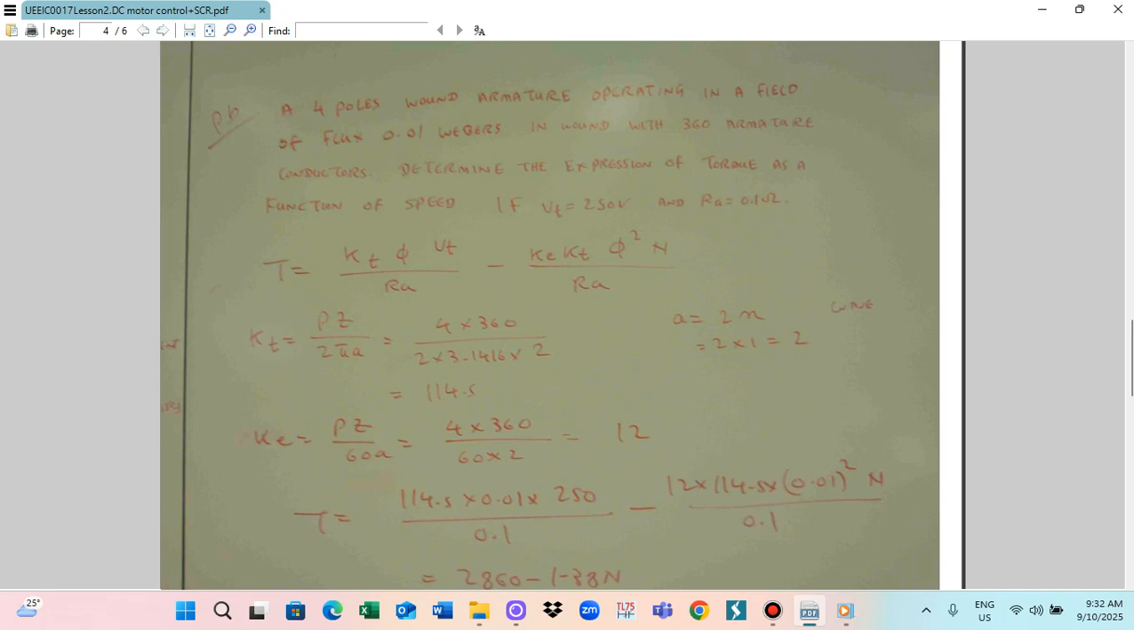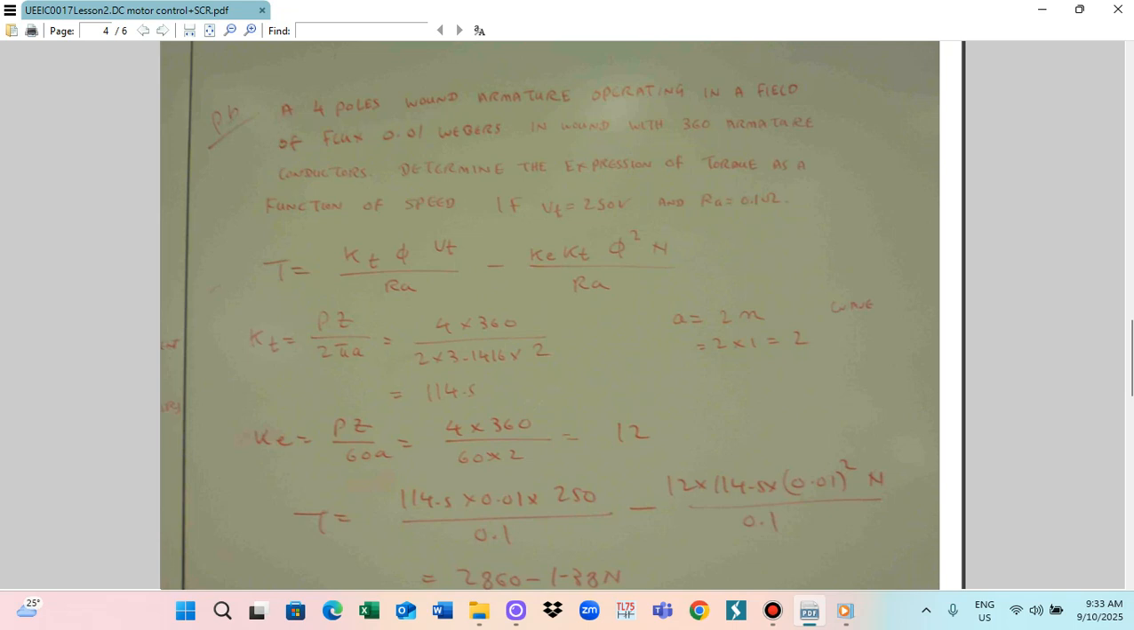Then we also need to calculate EG. The generated voltage EG is equal to KE phi N. Here N is the speed. The speed of the motor we can calculate by this equation. So EG is the generated voltage or back EMF. The generalized equation for the torque is this formula: KT phi VT by RA minus KE KT phi squared N divided by RA. So this is the expression of the torque.